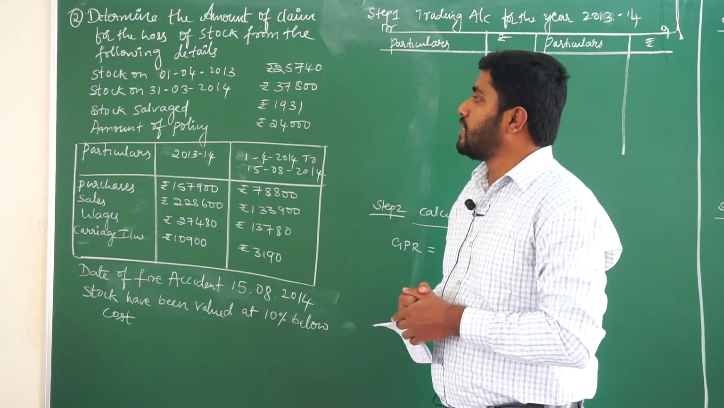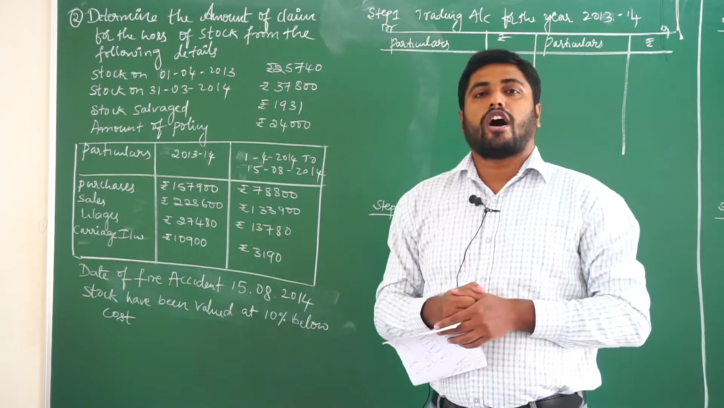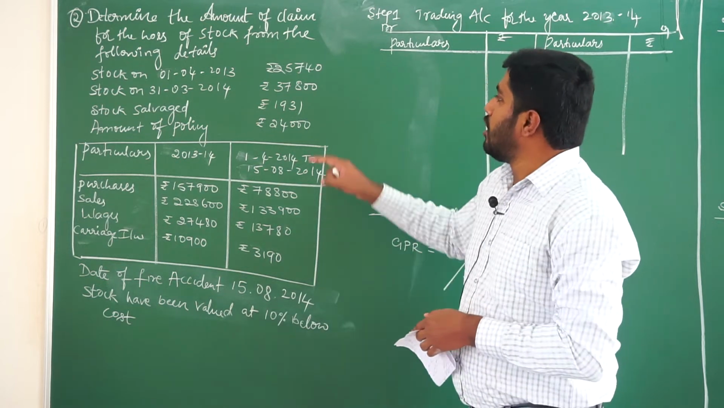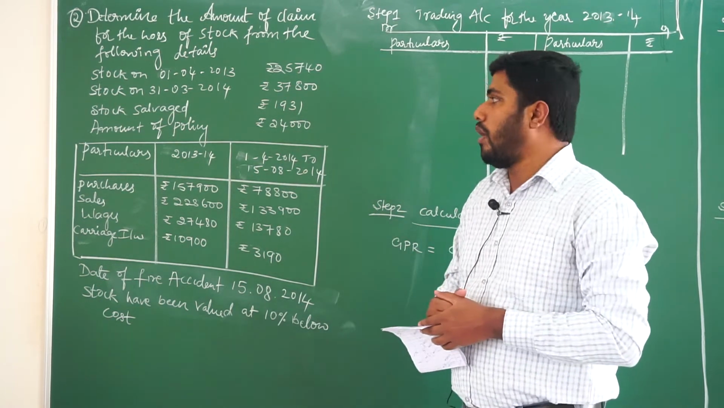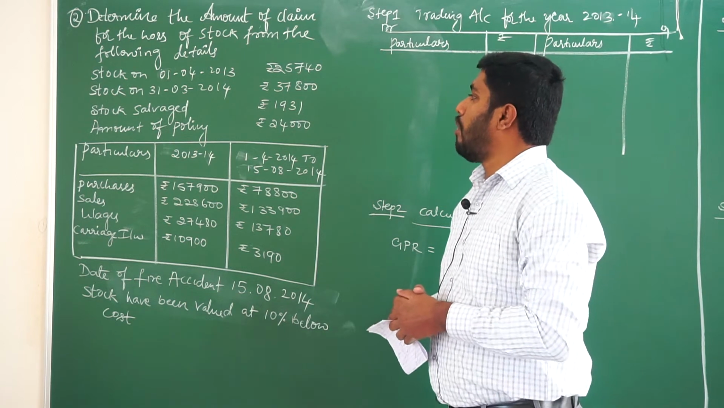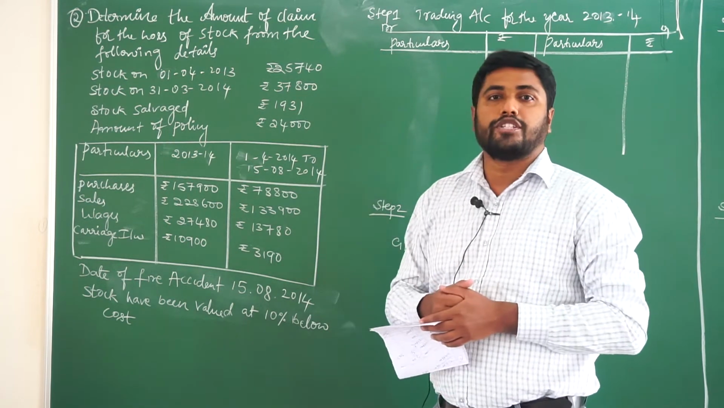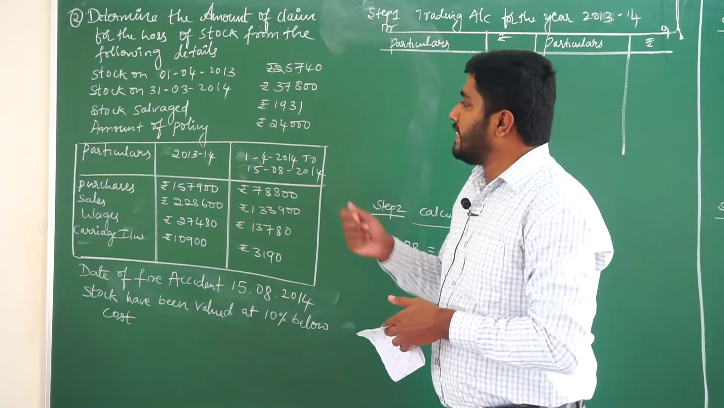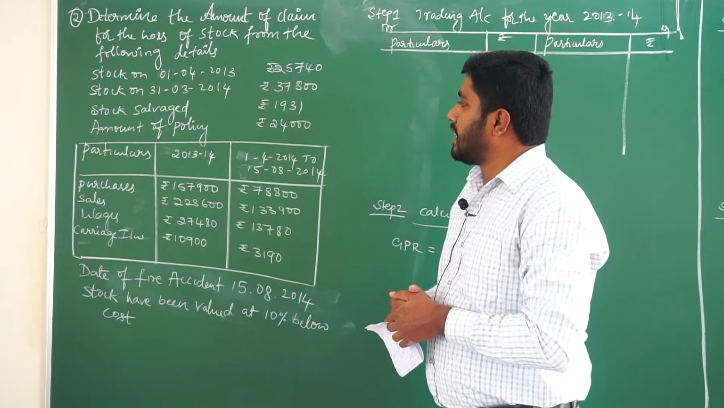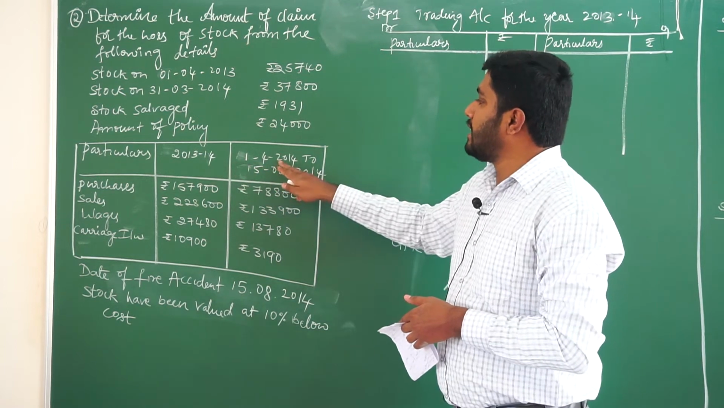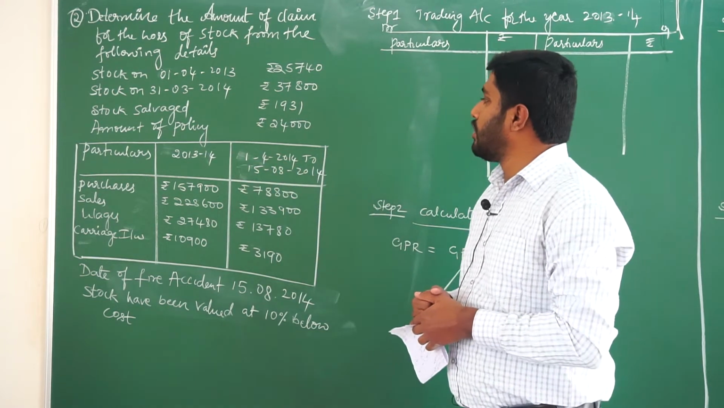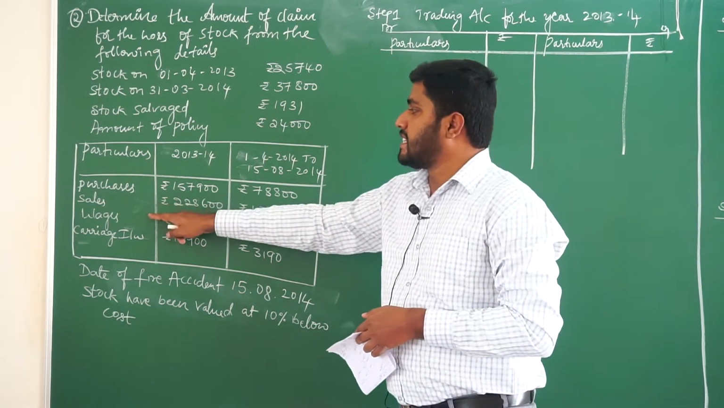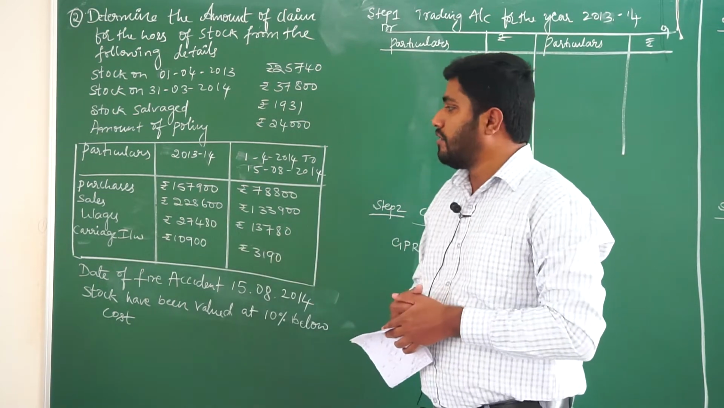The next information is stock salvage. Salvage is nothing but a part of stock which is saved from fire accident, rupees 1,931. And the next one, amount of policy, and this is the amount of fire insurance policy, rupees 24,000. Next, move on to the particulars: 2013 and 14 data is given, and the data for the period 1/4/2014 to 15/8/2014 is given. The purchase, sales, wages and carriage inwards were given.